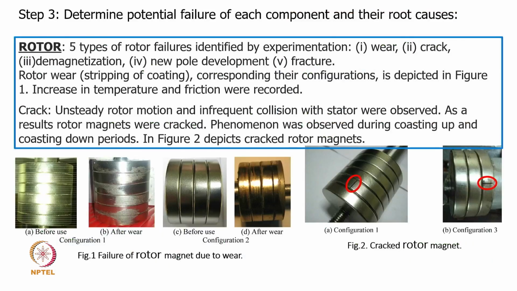Now, let us start with the rotor failures. There may be a number of other failures, but in our case we found 5 types of rotor failures. We performed experiments and then found the failures. Which categories are they? As I mentioned in the previous lecture, we need to categorize. Wear is one category, cracking is another category, and demagnetization is a third category. The new thing which I have understood is new pole development, and the technology of new pole development is utilized in magnetic particle testing. That is what we have studied in non-destructive testing with magnetic particles.